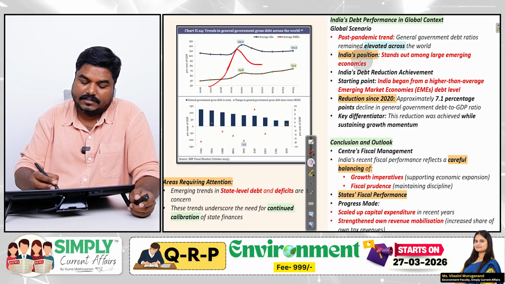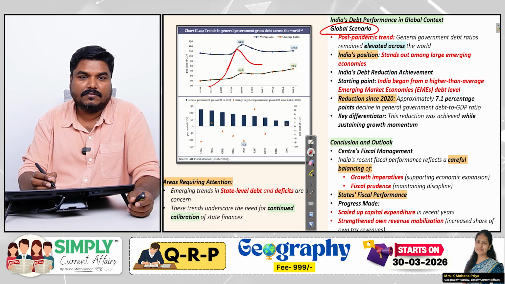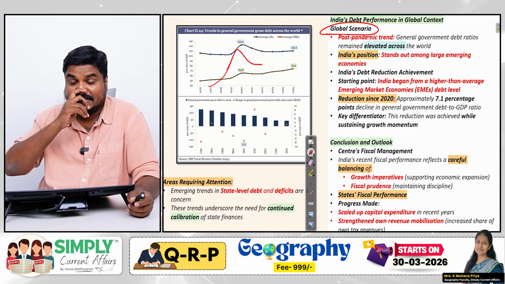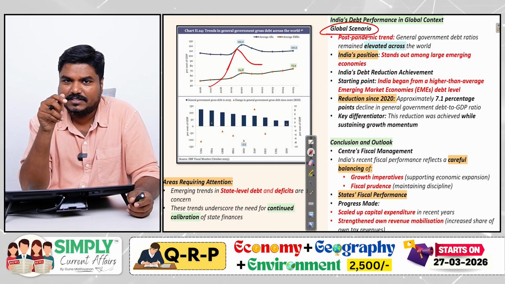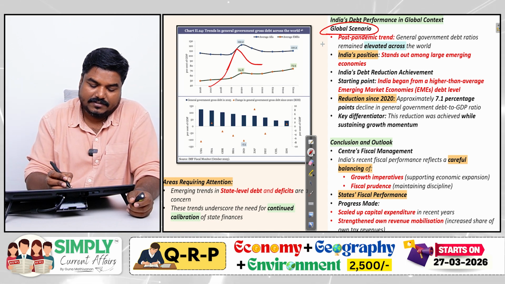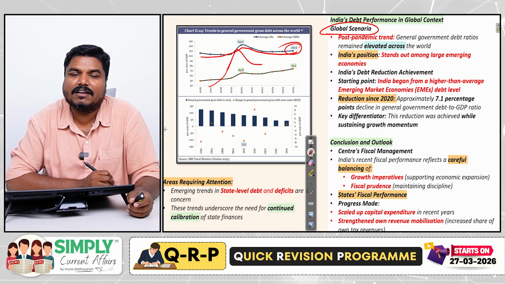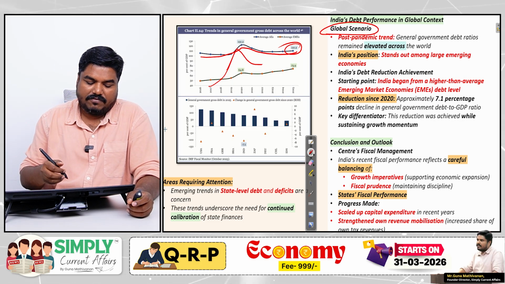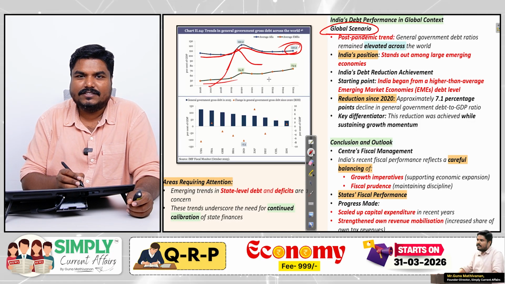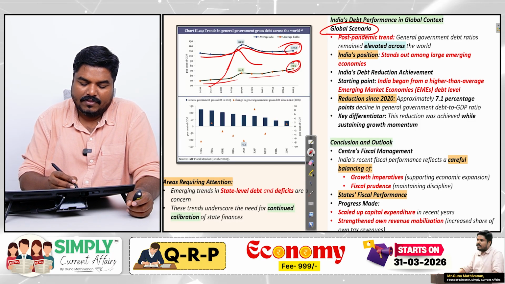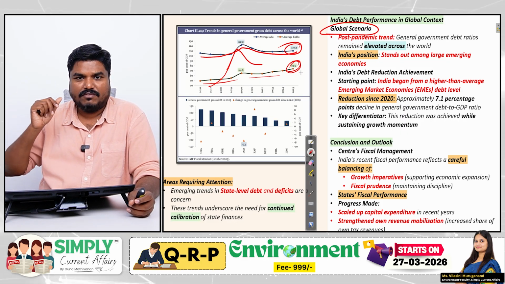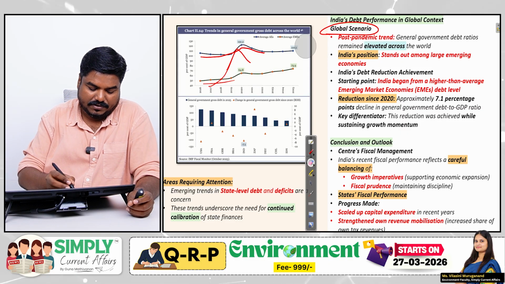So when you compare this debt scenario with the global scenario, central government debt is almost 55%, the general government debt is almost 81%, right? If you take the advanced economies, their debt is almost 110.2%. When you compare with America and the advanced economies, India's debt is almost 81%. But if you take the emerging economies, Brazil, South Africa, the average is 73%, but we are more than 73%. So we have to focus on reducing that debt position.